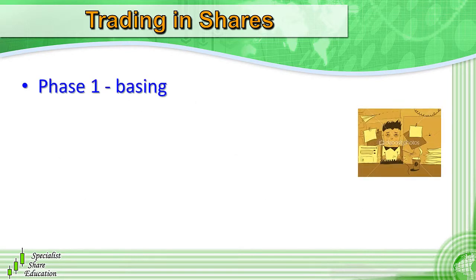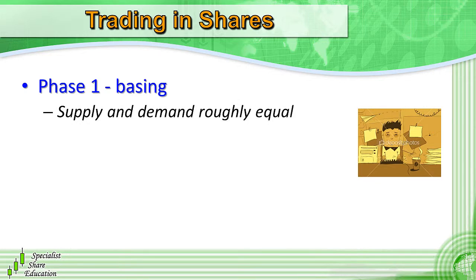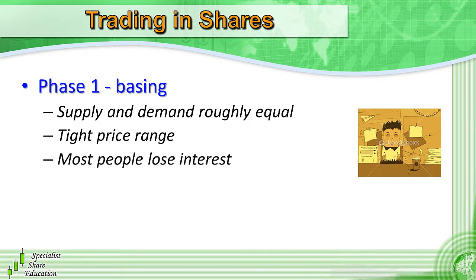Now, phase 1 is what we call the basing phase, and this is the phase that comes just after there's been a very significant fall in the share price over a lengthy period of time. At this stage, supply and demand is roughly equal. You've probably still got a few people wanting to sell, and you've got some smart money starting to buy, but they roughly equal each other. So we end up with a fairly tight price range, and most people lose interest during this period.